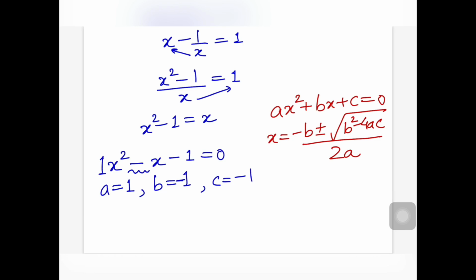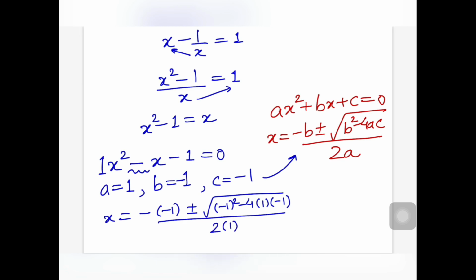Okay, so now by using these values we are solving this equation, solving for x. So x is equals to minus b means minus of minus 1 plus minus under root b squared means minus 1 squared minus 4ac over 2a. Okay, now we are coming very close to the answer. So this minus and this minus will become positive. So this will become 1 plus minus under root 1 minus 1 square is 1 minus, and this minus, this will become positive because they are in multiplication. So this will become plus 4 over 2.